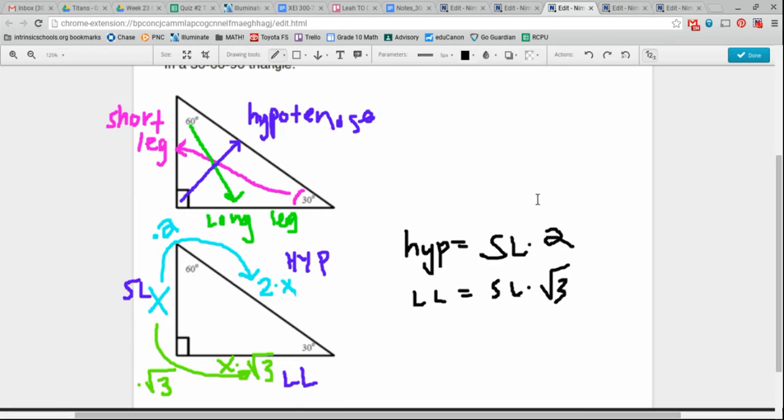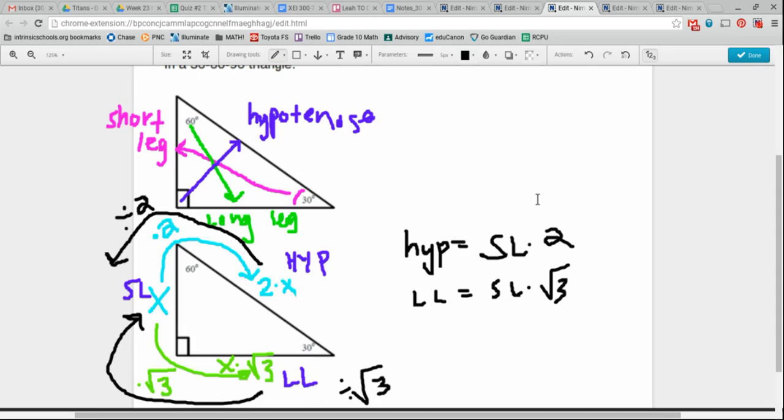The second thing that you need to know is that if you want to go in the reverse direction, if I give you the hypotenuse, then you would want to divide by 2 to get the short leg. And if I wanted to go in the reverse direction here, then I would want to divide by rad 3 to find that leg. So let's go ahead and try 2 different examples to see how this will work out.